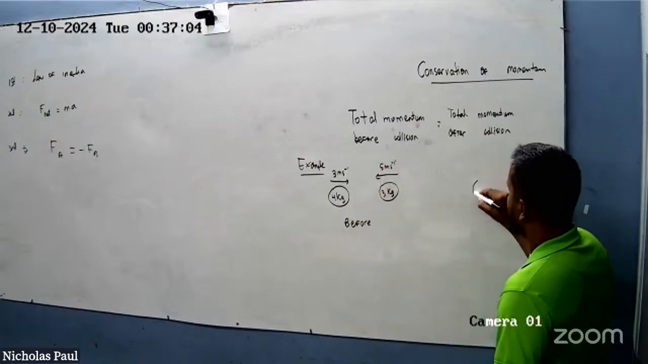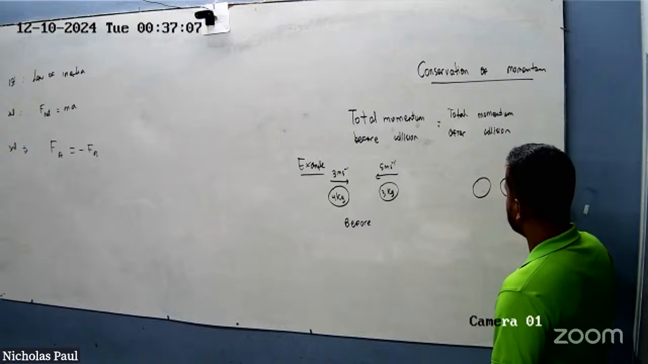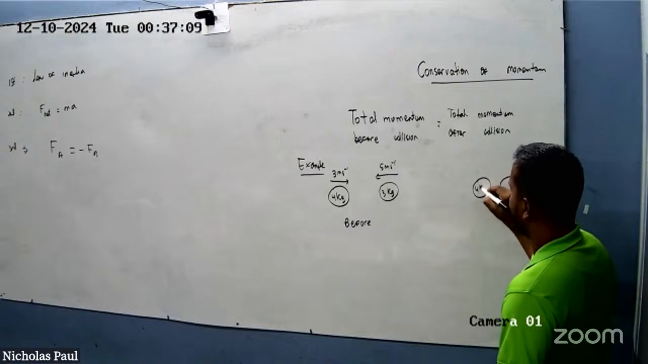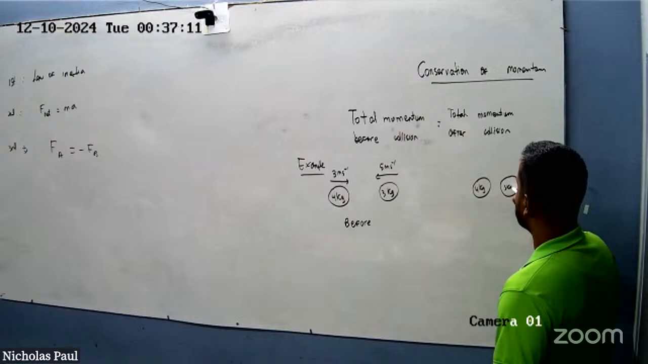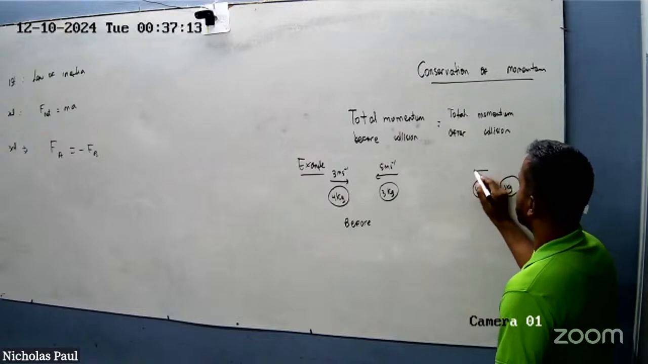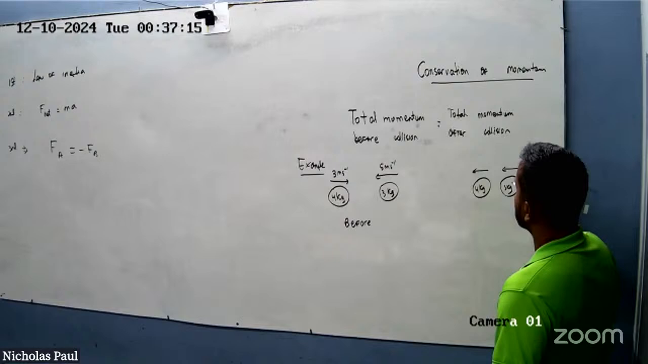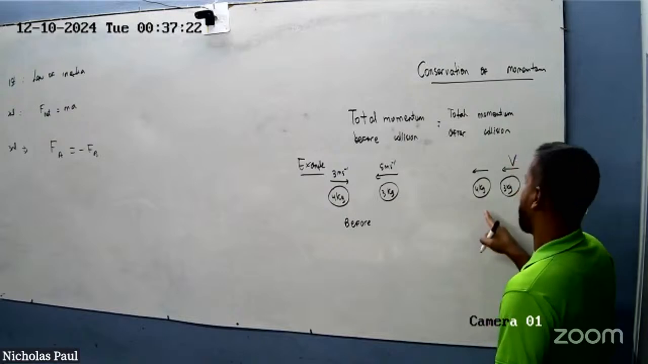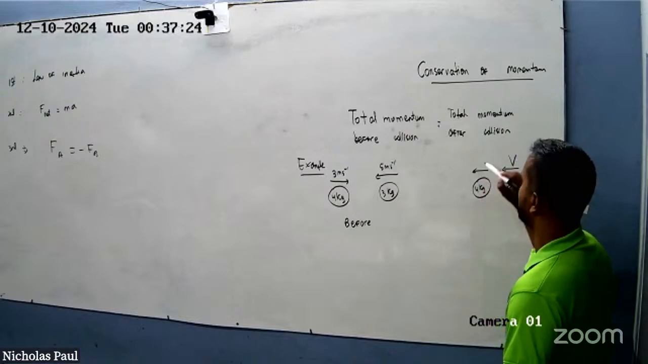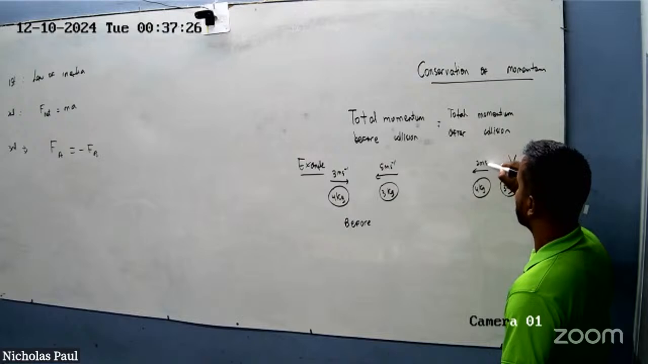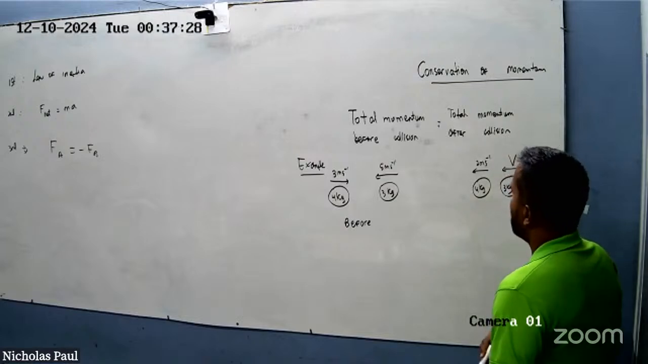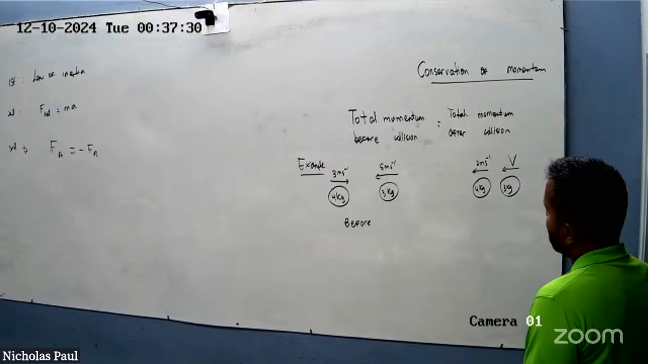And then after collision, 4 kilograms here, 3 kilograms here. They both move off in this direction. I don't know the velocity this one moves off with, but I know this one. This one is, let's say, 2. Let's pretend it's 2. Let's assume they move off in the same direction.